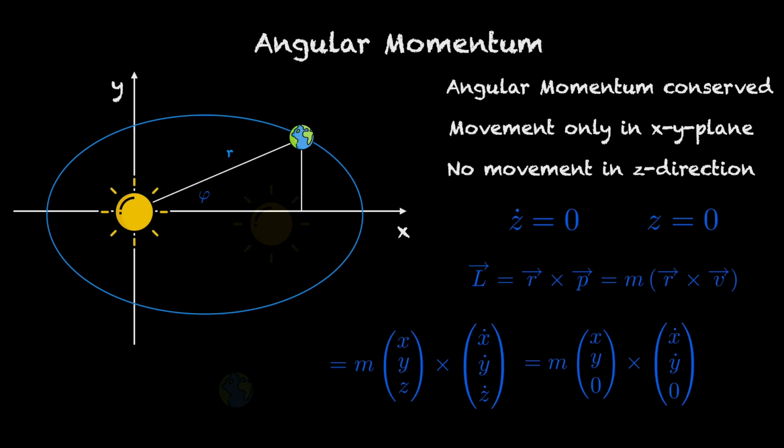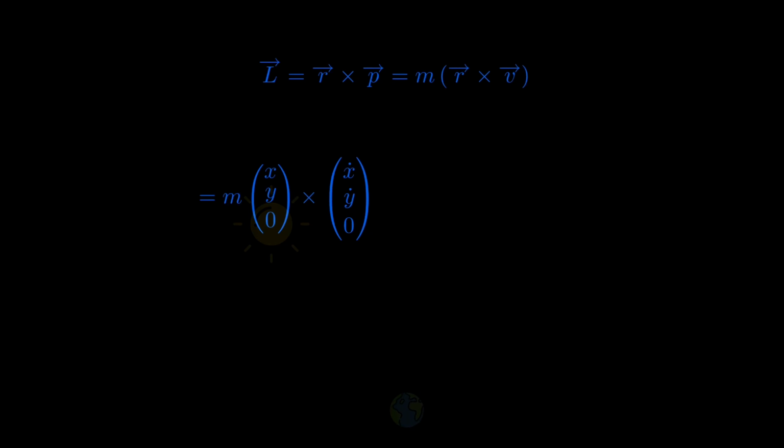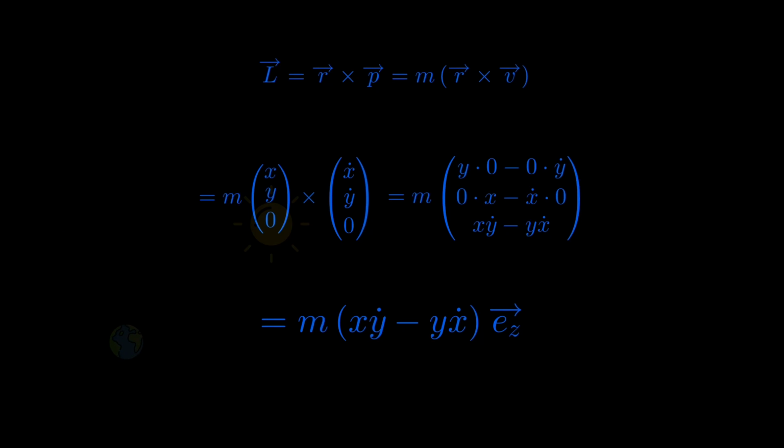All we have to do now is actually calculate the cross product. And through some magic, the x and y component vanish and are 0. Only the z component remains. So eventually we can write the angular momentum of our system as the mass times, in brackets, x y dot minus y x dot, and the whole thing times the unit vector in z direction.